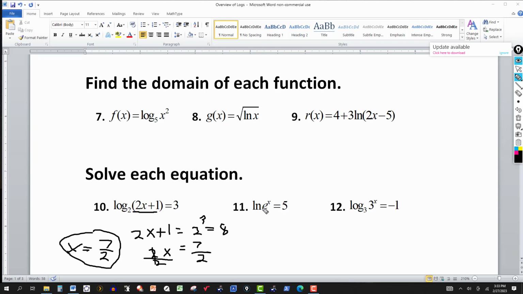Now these last two are pretty basic. It's ln of e to the x. Remember the base for the ln is e. So if this is e and this is e, the left side simply reduces to x. X equals 5.